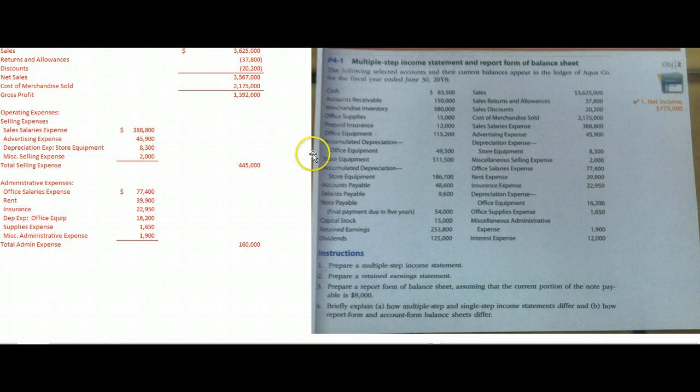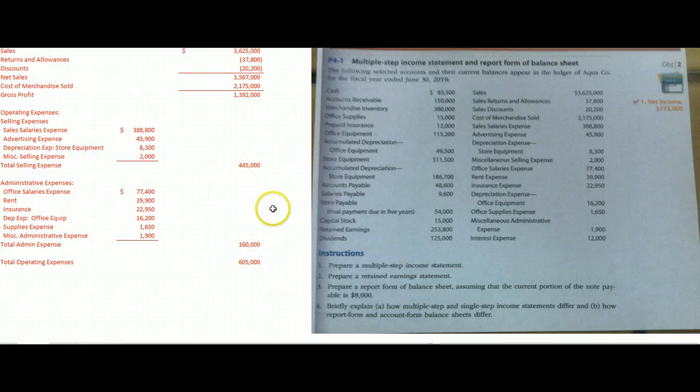Then we have to subtract our operating expenses. Accounting books love to break things down into selling expenses and administrative expenses. I usually see them lumped together as selling, general, and administrative expenses as one total. So like I said, they put all these expenses in order for us. We've got sales salaries, advertising, depreciation expense, and miscellaneous selling expense. We've got office salaries expense, rent, insurance, depreciation expense on the office equipment, supplies expense, and miscellaneous administrative expense. And so our total operating expenses are $605,000.